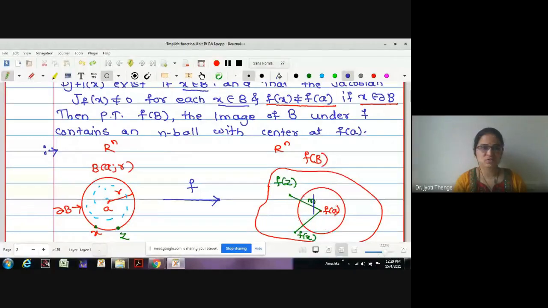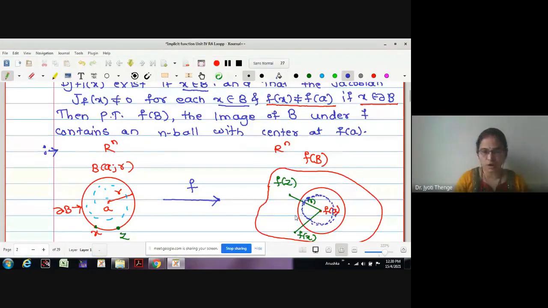I'm taking the wrong positions to draw the circle. I'll take it like this. Yeah. It doesn't look like a sphere centered at f(a), but just be with me. It is better to draw by hand only. Yeah, is this sphere visible to you? This is with center at f(a), radius M/2.